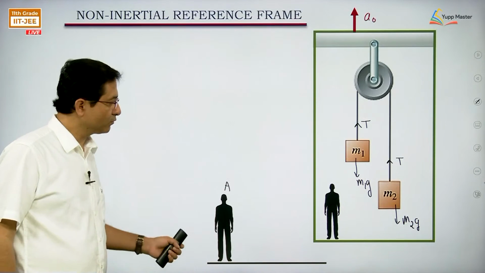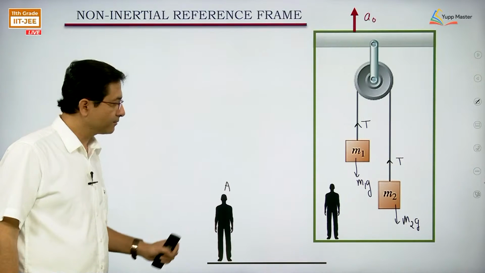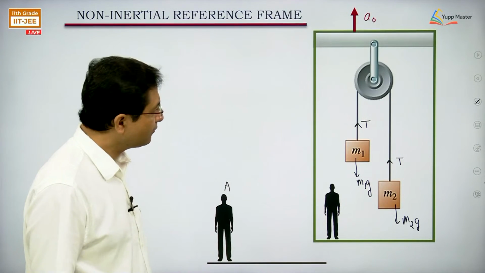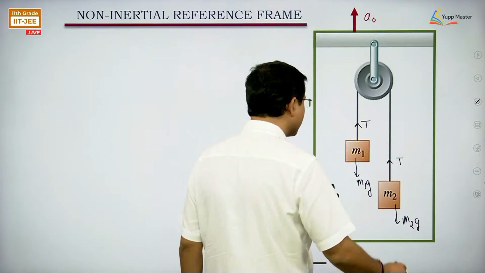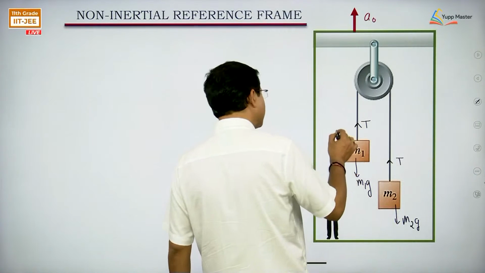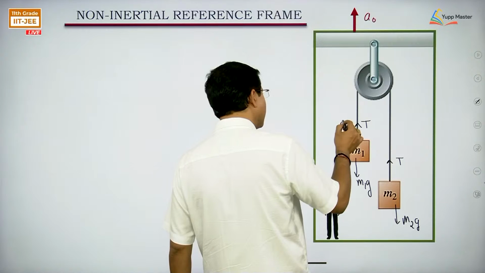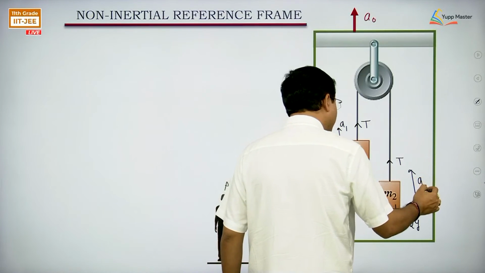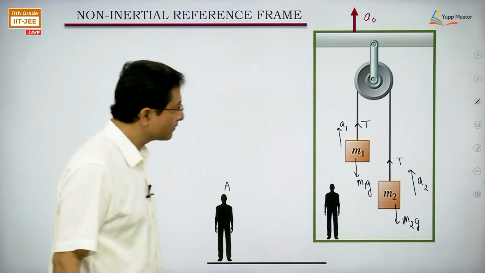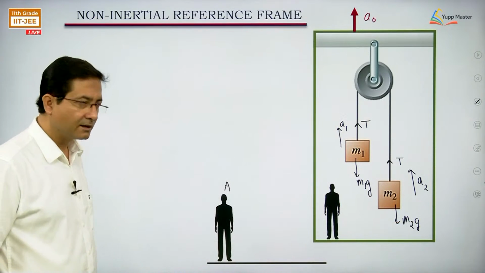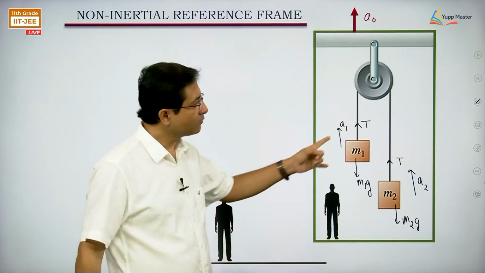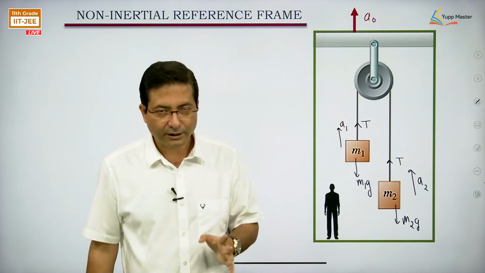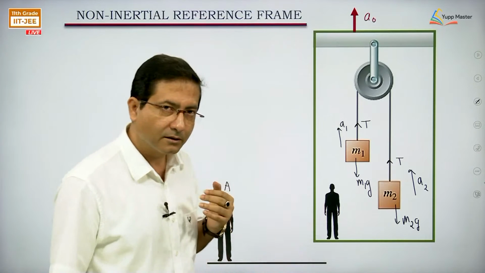So these are the two forces observed by observer A. And if I assume that the acceleration of m1 is in this direction, a1, and acceleration of the second block is a2 in upward direction, then I can see there are three unknowns. I don't know the value of tension, I don't know a1, I don't know a2. So there are three unknowns, we require three equations.